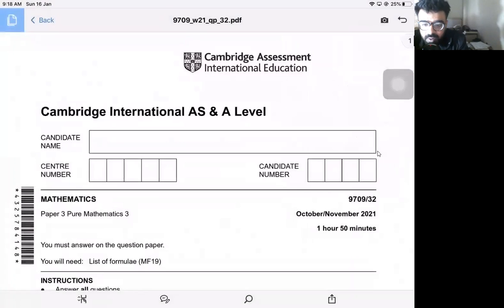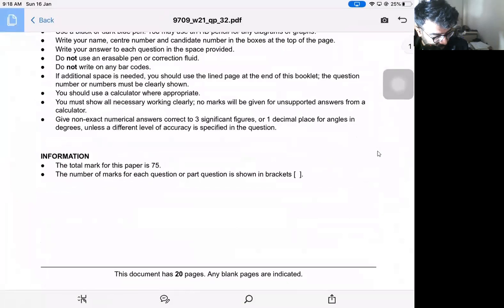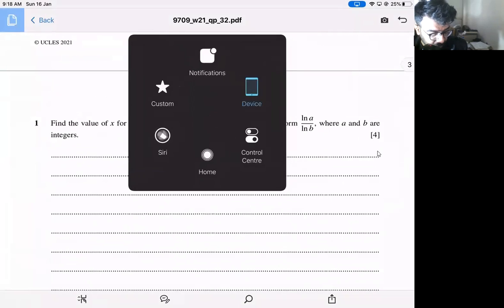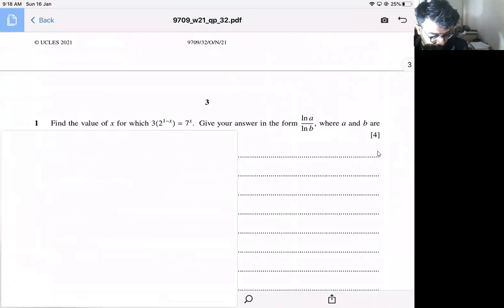Today we are going to solve 9709 A-Level Mathematics, October-November 2021, Paper 3, Variant 2, Pure Mathematics 3. First of all, we have question number 1. This is worth 4 marks. The topic is log and exponential.